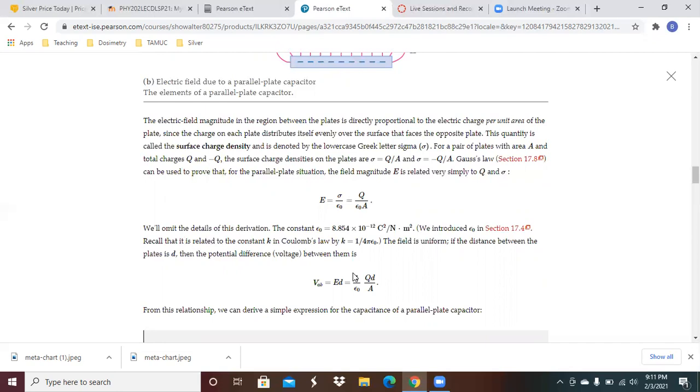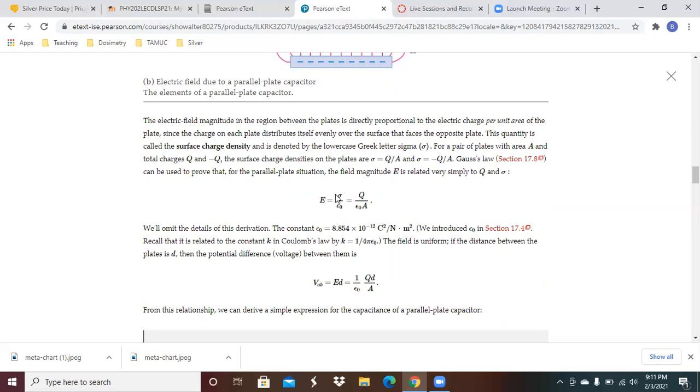And you may have seen this before. It's a lowercase Greek letter sigma that you use to signify that. So for a pair of plates with area A and total charges Q and minus Q, the surface charge densities are going to be Q divided by A and minus Q divided by A. Gauss's law can be used to prove that for the parallel plate situation, the field magnitude E is related very simply to Q and to sigma.